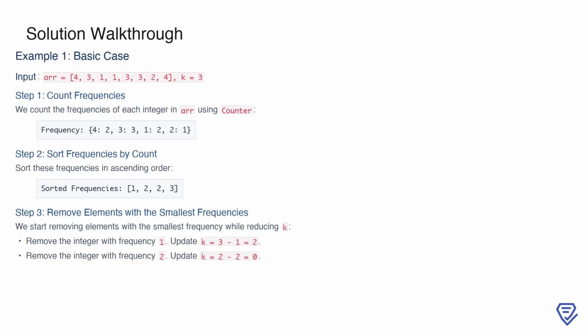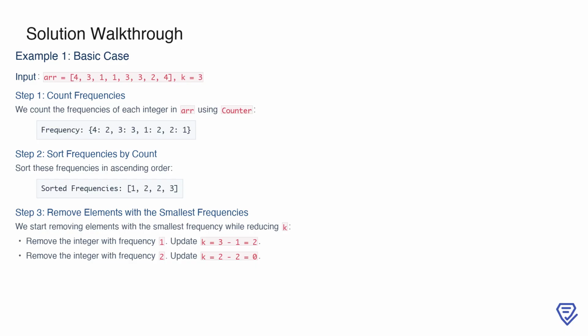In this example, we are given the array arr equals 4, 3, 1, 1, 3, 3, 2, 4, and k equals 3. The goal is to remove elements from the array in such a way that we are left with the least number of unique integers.